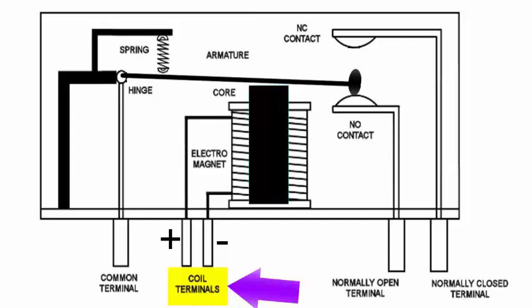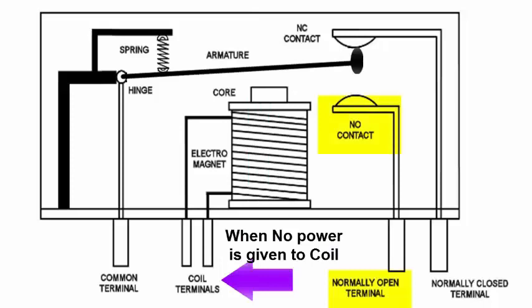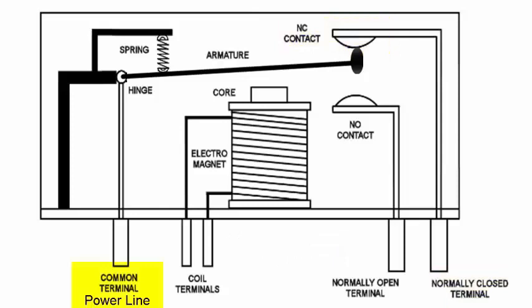Now what are the other elements here? You are having a common terminal, then you are having two other terminals. One is normally open, other one is normally closed. Now you can see normally open, there is no contact with the switching element. Now normally closed, you can see there is a contact. You can take the power output from common terminal and normally open, or you can take between common terminal and normally closed. So these are the two options available.